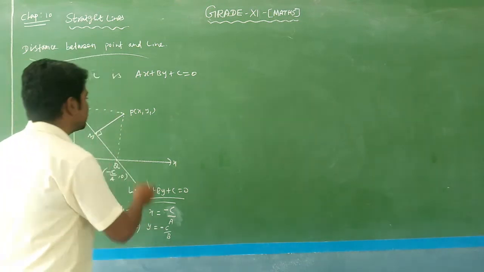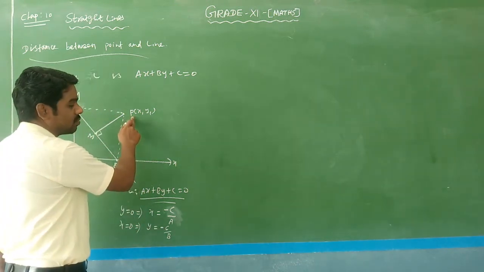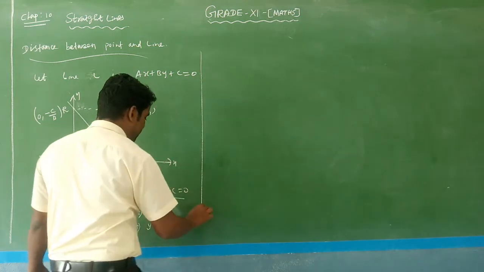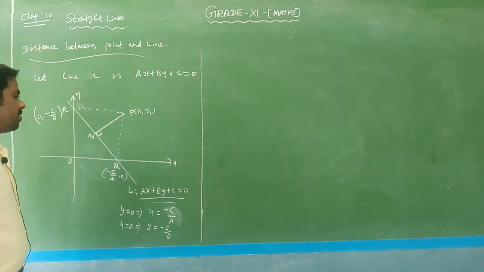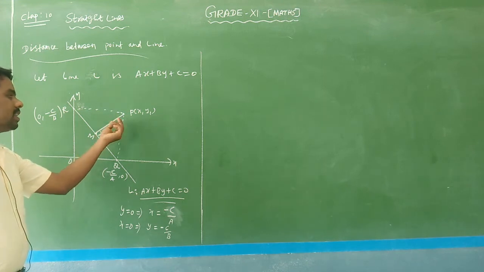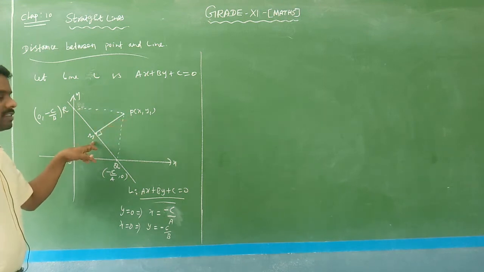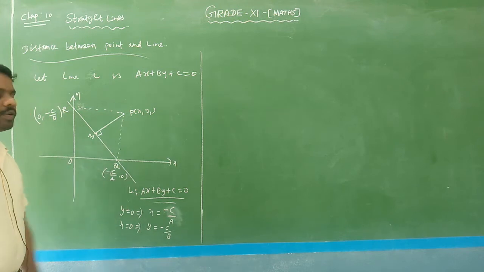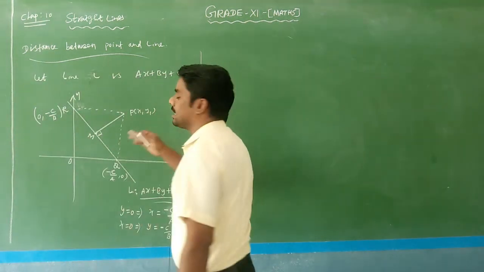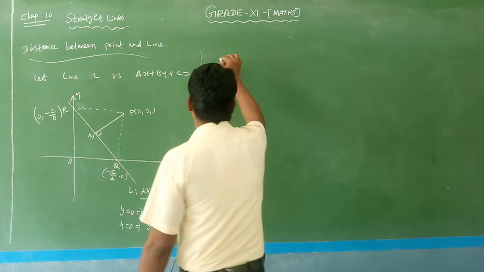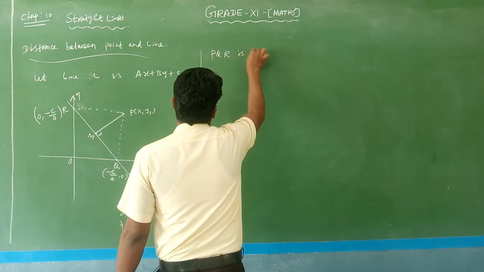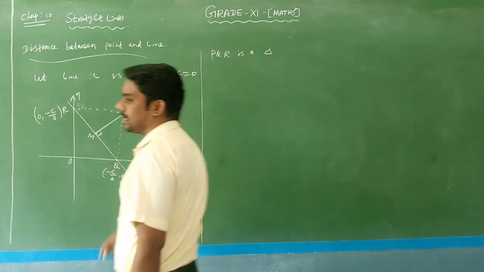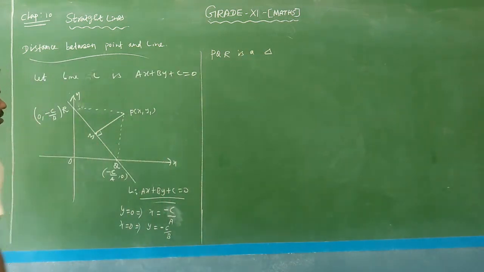So let us consider the point P is x1 comma y1. Right. First of all, find the perpendicular distance from P to M, that is, from P to this line ax plus by plus c equal to 0. Here, see, PQR is a triangle. We know the area of a triangle.